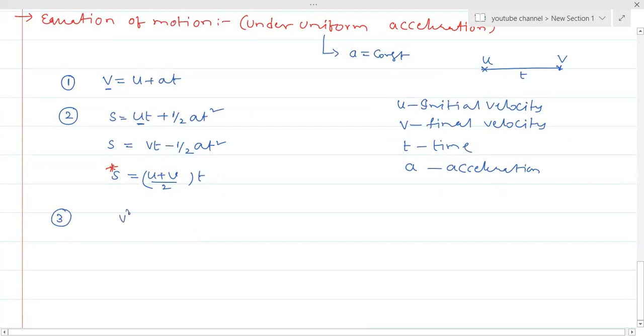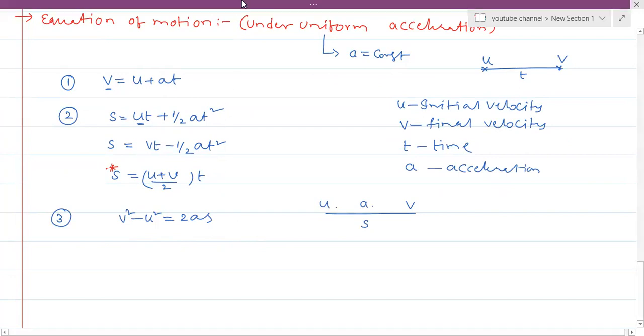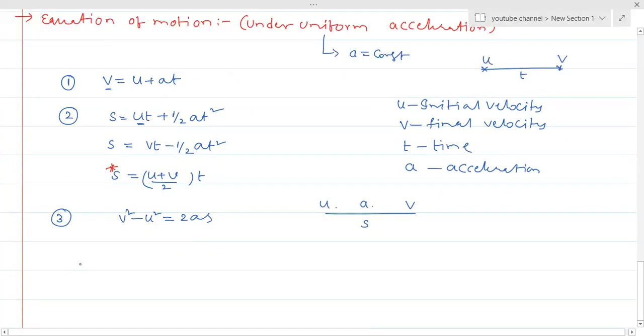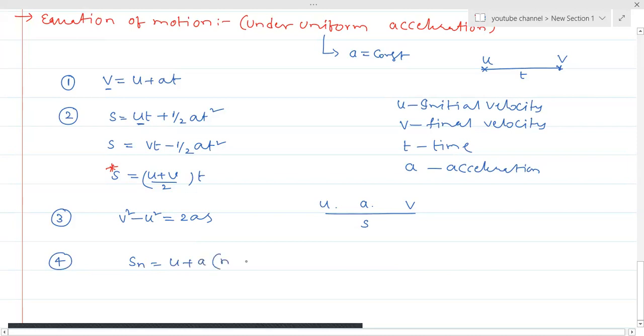Next, v square minus u square equals 2as. For example, if a body starts with speed u and finally gains speed v, covers the distance s, and the acceleration is a, then the relation between all of these is v square minus u square equals 2as. After that, the fourth one, Sn equals u plus a into (n minus half). We know that Sn is nothing but the distance covered.